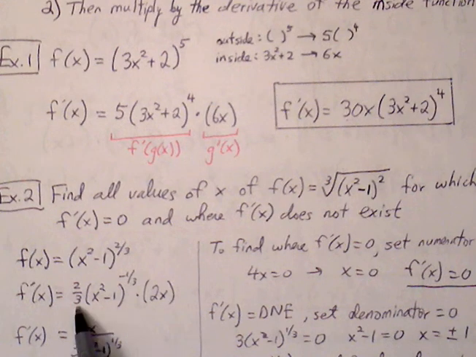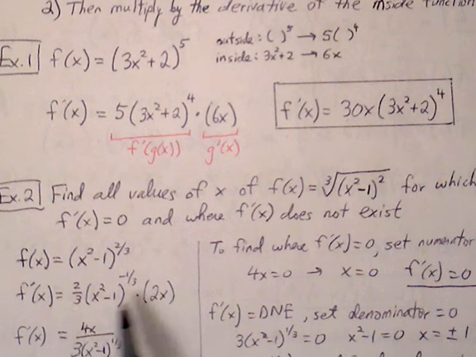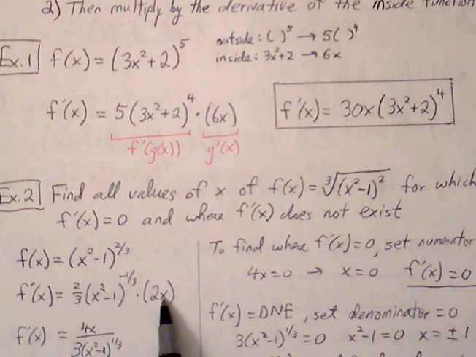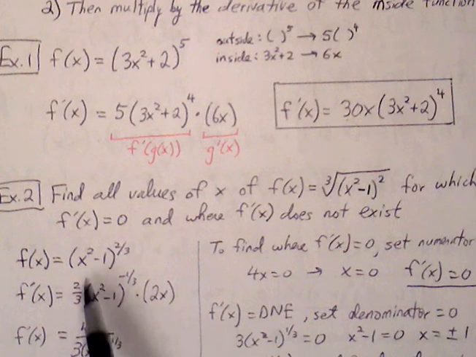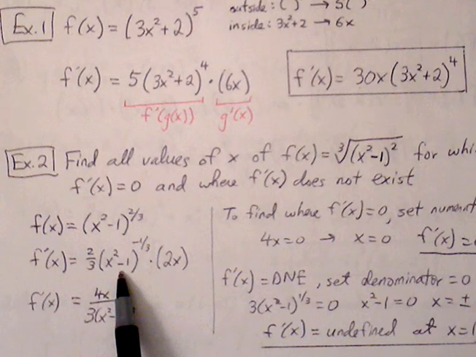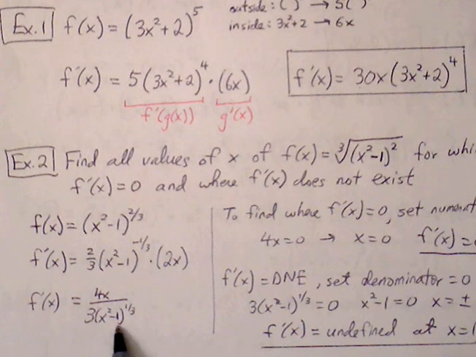Okay, so if we want to find the derivative, we first find the outside function's derivative. So we bring down the 2/3, we keep the parentheses, we subtract 1 from the exponent. So 2/3 minus 1 is negative 1/3. Now this takes care of the outside function's derivative, but now we have the inside function. So x squared minus 1, the derivative for that will be 2x. And the 2x and 2/3 can combine to be 4x, and we can bring the x squared minus 1 back down to the denominator. So 4x over 3 times x squared minus 1 to the 1/3.